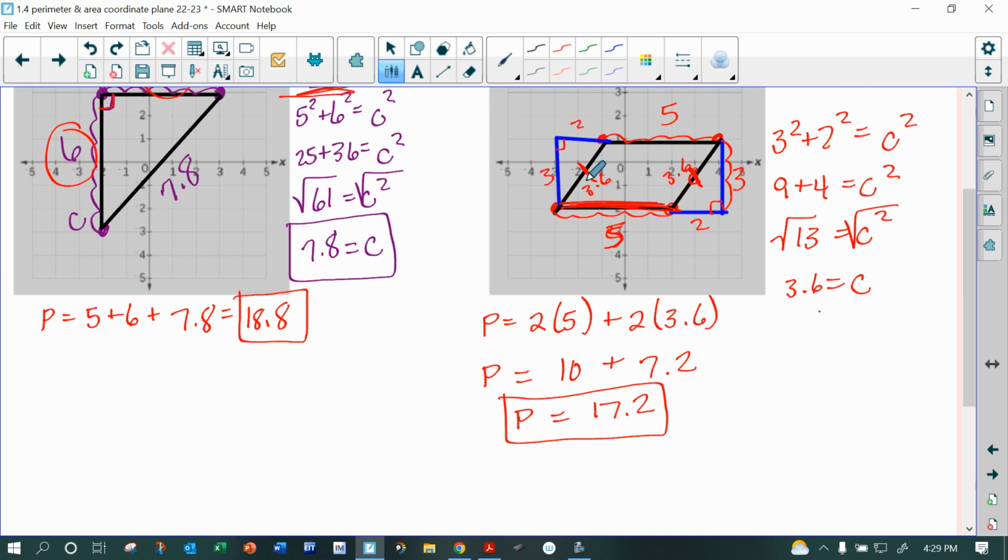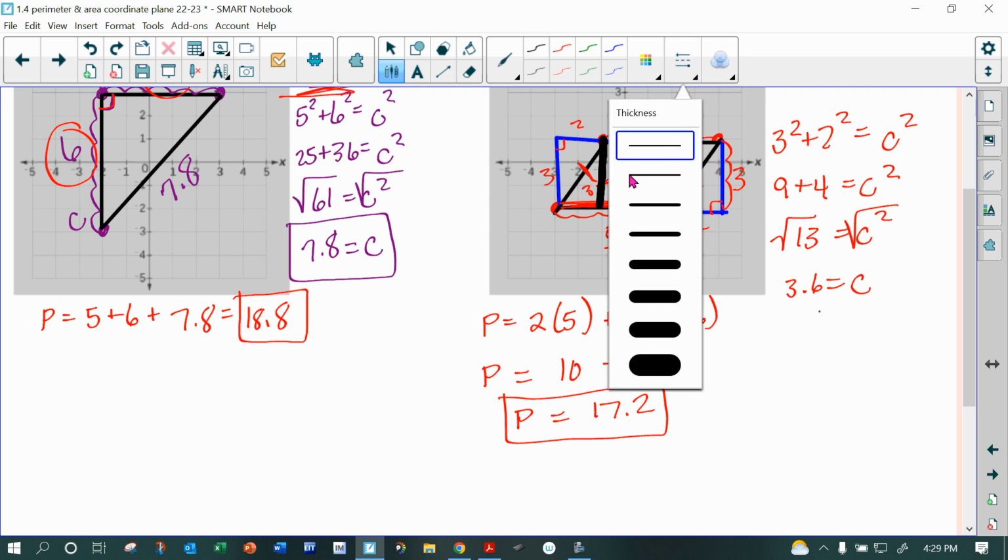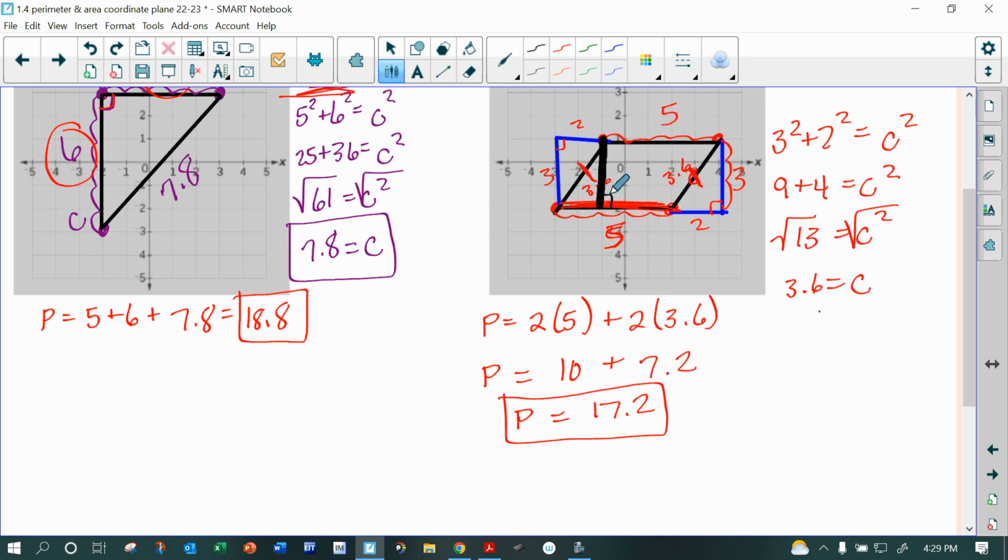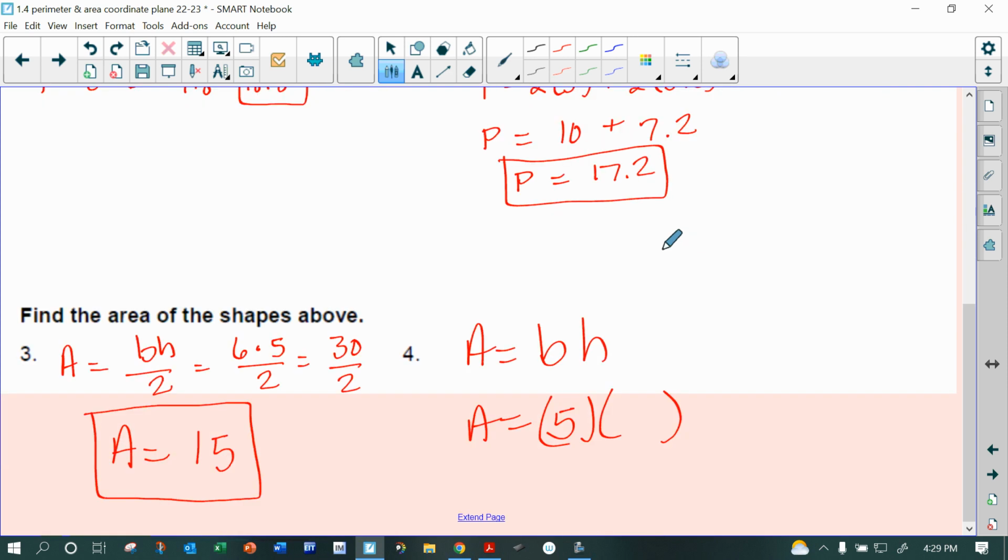Well, the best part about height is the height has to start at the top and go to the bottom, and it has to be perpendicular. So it's just a vertical line up and down, which is the same vertical line here. So 1, 2, 3. So my height is 3. So I'm going to go down here and plug that in. So base times height. So 5 times 3 is 15.